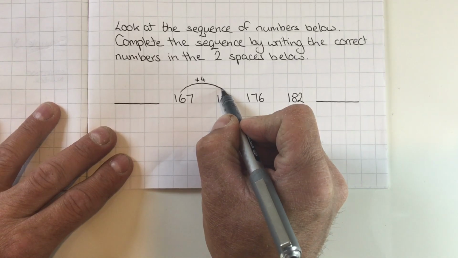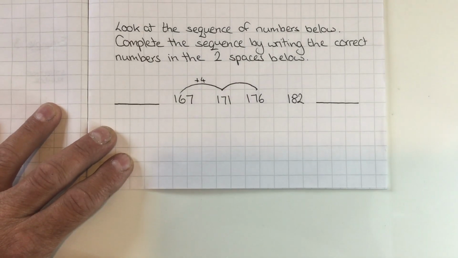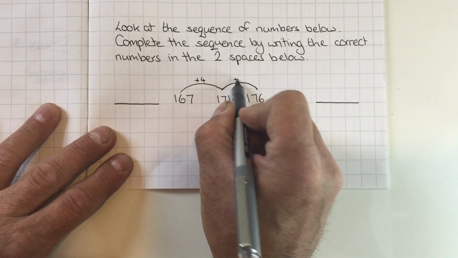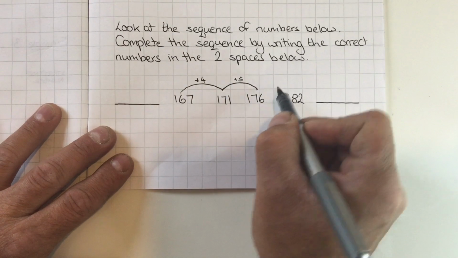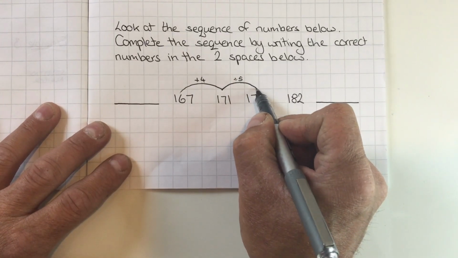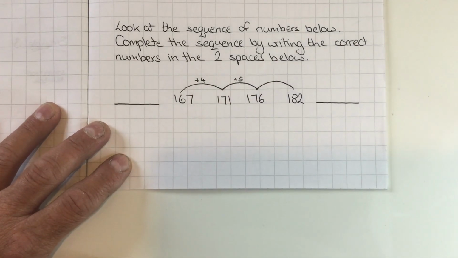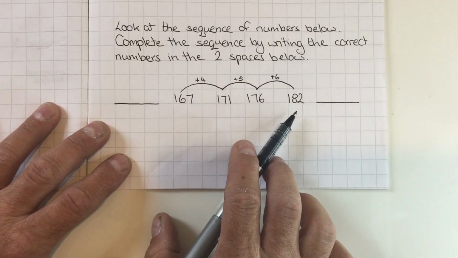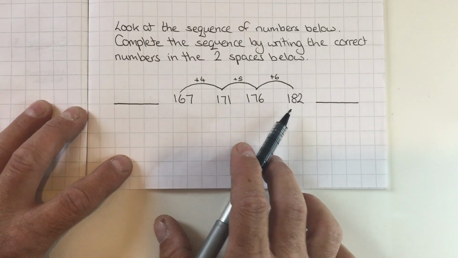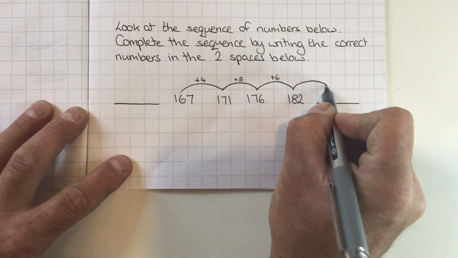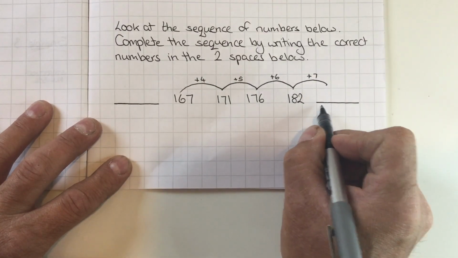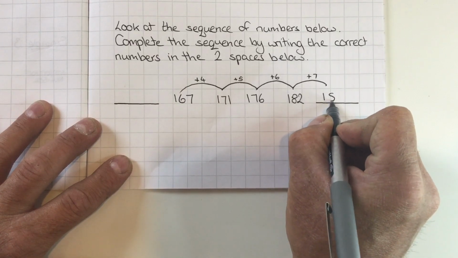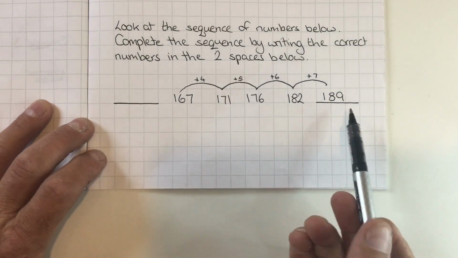Let's continue our frog hop. We're going to go from 171 to 176. This time it has become plus 5. So the pattern is changing slightly, but we should start to see something happening. Our next frog hop, we plus 6, going from 176 up to 182. Now we can make the assumption that on our next jump we're going to be plus 7. So let's add 7 onto 182 is 189.